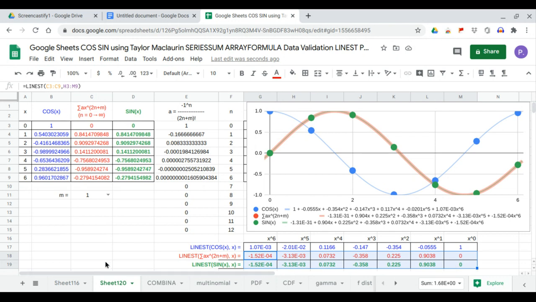This completes the use of Taylor-Maclaurin series sum, array formula, data validation, LINEST polynomial regression to generate trend line and trend line equation of both cosine and sine.